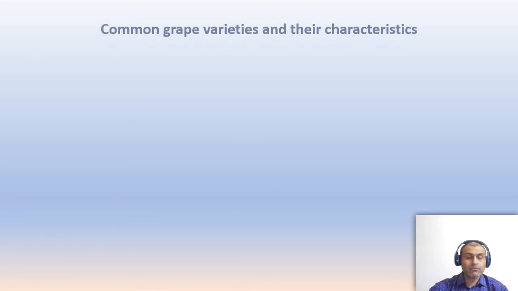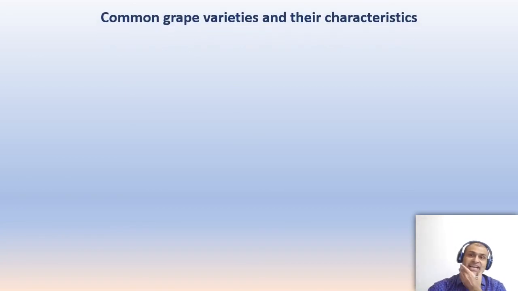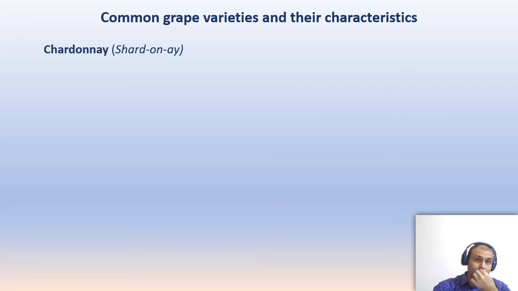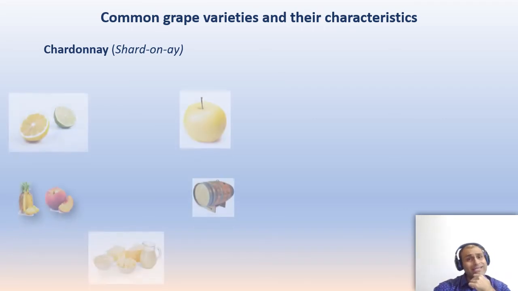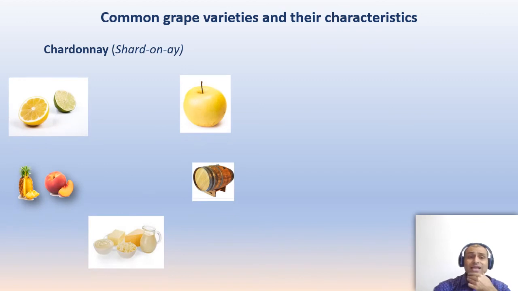Okay, now we move on to common grape varieties and how they taste, how they smell. First and foremost, one of the most famous is Chardonnay. Chardonnay is a very common white grape which gives out flavor and aroma profiles of citrus, of golden apple.